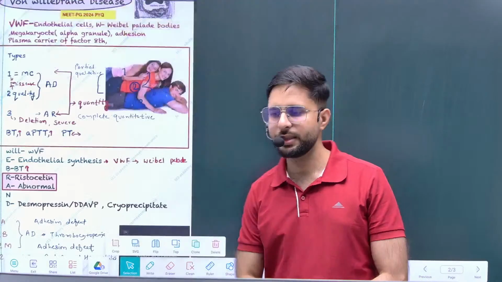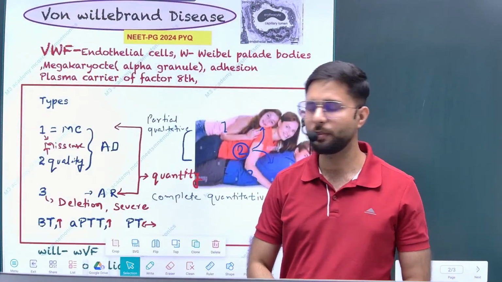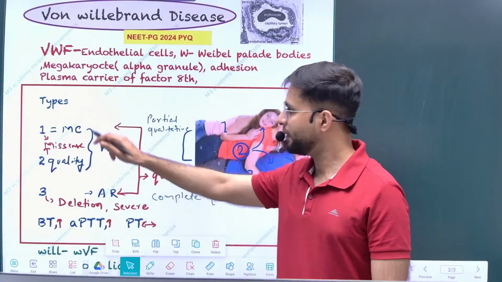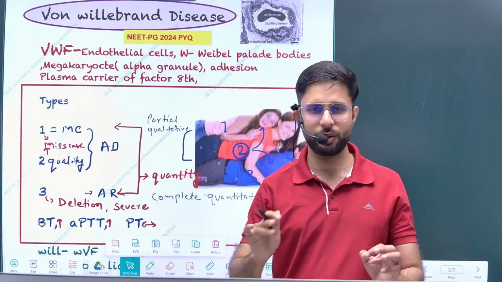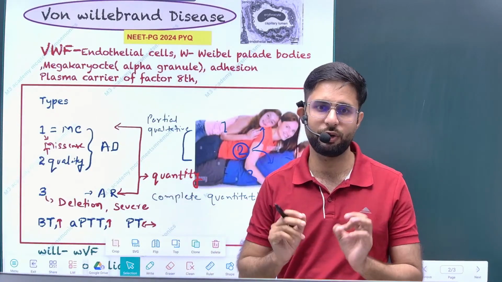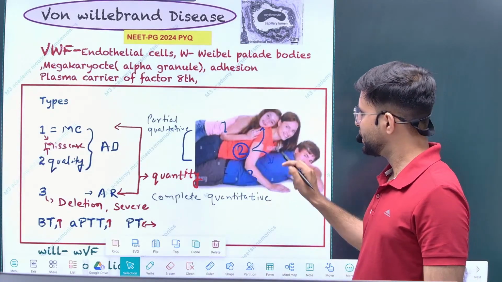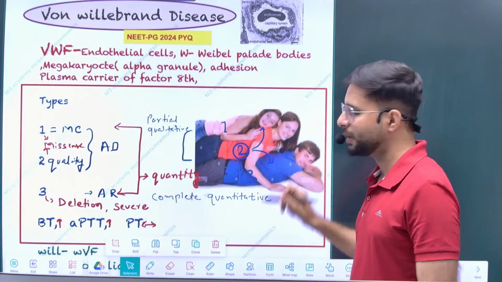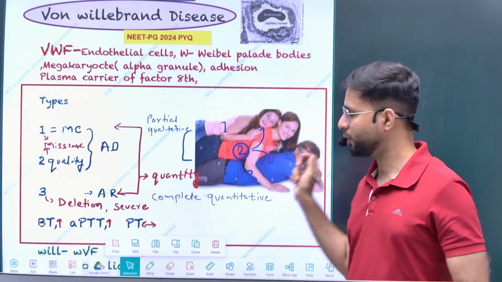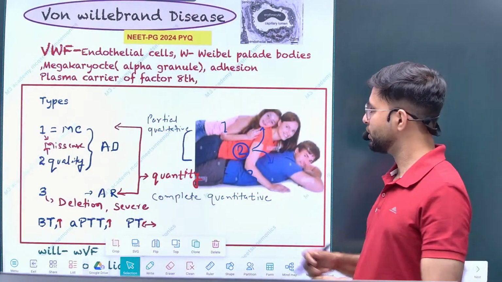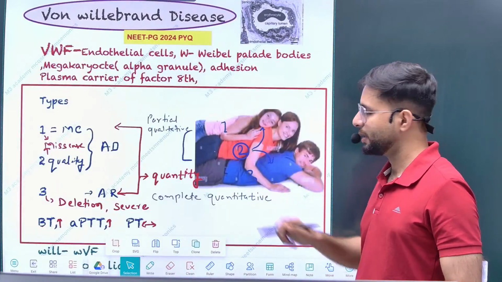Yes, so in the recent NEET PG there was a question about the types of von Willebrand disease. Yes, there is type first, second and third. How do you remember every feature of von Willebrand disease? Just imagine the story of three persons: first, second and third. Just imagine this photo, this story of three persons, first person, second person and third person.